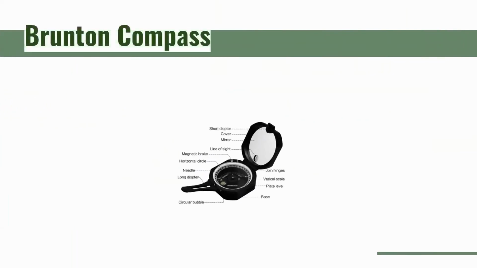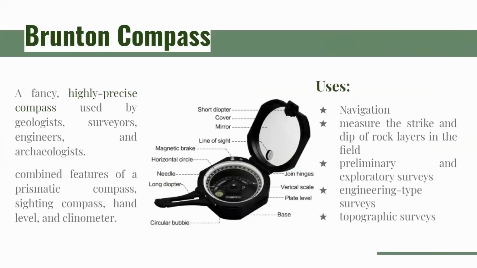Starting with the Brunton compass, it is described as a fancy, highly precise compass used by geologists, surveyors, engineers, and archaeologists. It is one of the most versatile and widely used compasses as it combines the features of a prismatic compass, sighting compass, hand level, and clinometer. It is used for navigation and also to measure the strike and dip of rock layers in the field. It is suitable and sufficiently accurate for preliminary and exploratory surveys, engineering type surveys, and topographic surveys requiring only low degrees of precision.